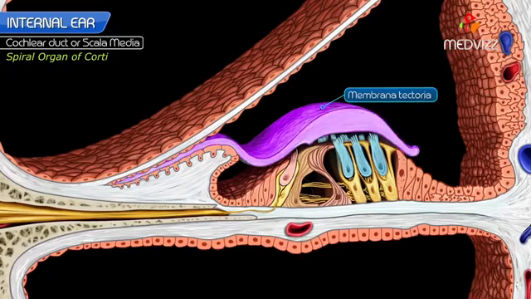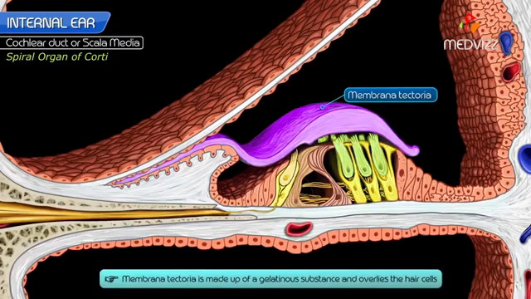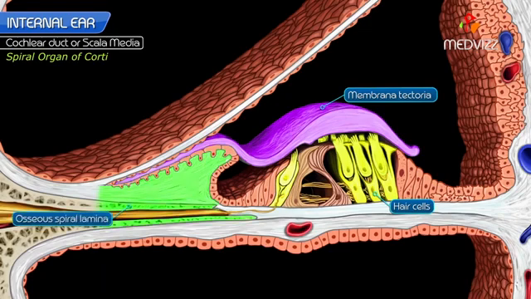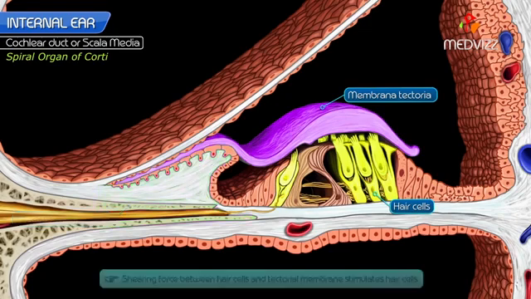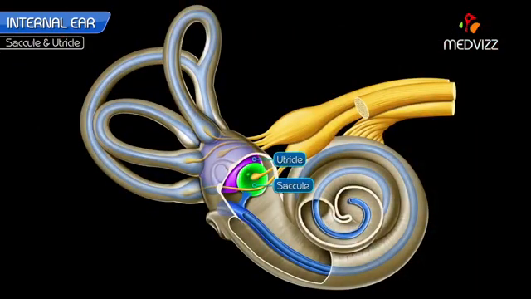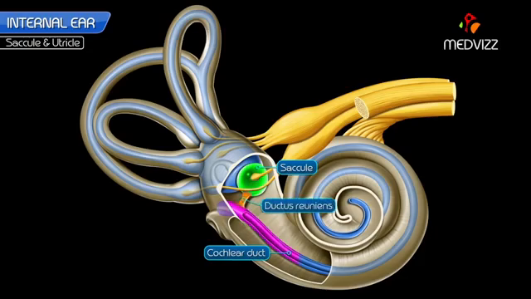Membrana tectoria. It is made up of a gelatinous substance and overlies the hair cells. Medially, it is attached to the osseous spiral lamina. The shearing force between the hair cells and the tectorial membrane stimulates the hair cells. Saccule and utricle. The saccule is a small globular membranous sac which lies in the anterior-inferior part of the vestibule. The utricle is an oblong membranous sac and is larger than the saccule. It lies in the posterior superior part of the vestibule.